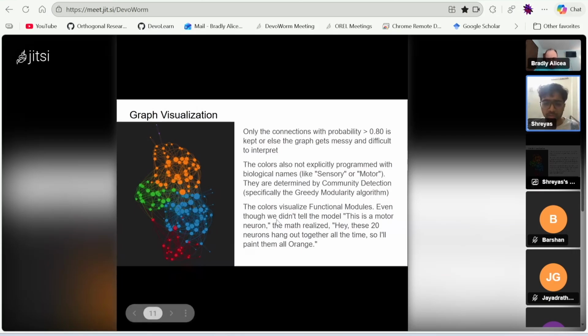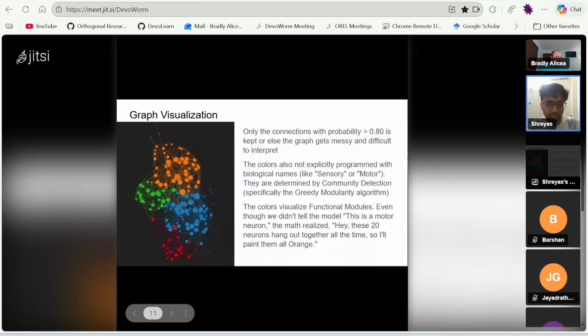As I told, we don't tell the model that something is a motor neuron as such. I'm not exactly pointing out a motor neuron, I'm just giving an example. Then the math is realizing that, hey, these 20 neurons are together a lot. They hang out together and are connected amongst themselves, so they can be a certain type of neuron. So it's figuring out clusters in the connectome.